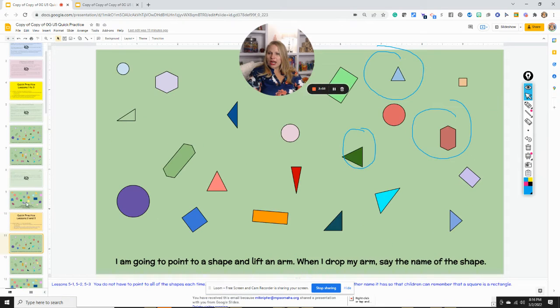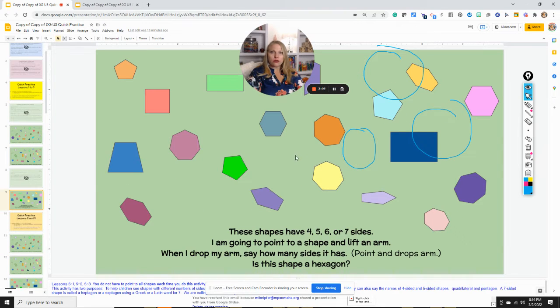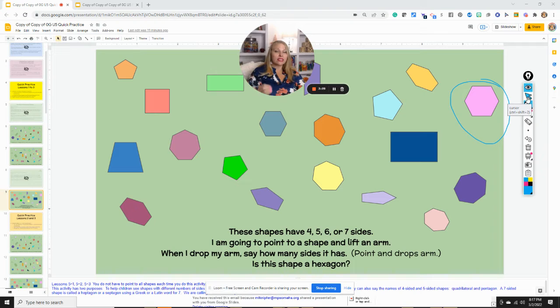What I want to point out here is that hexagon is one of the shapes that kindergarten is responsible for, but oftentimes they only see it as a stop sign. They don't see hexagon in any other format. So notice that on this slide, they see different types of hexagons because they don't always look like this. That's an important part of the standard, that kids understand the sidedness of it, that it's a 6-sided shape and that it doesn't necessarily always look just like this.